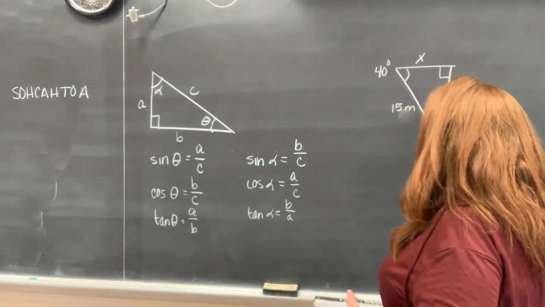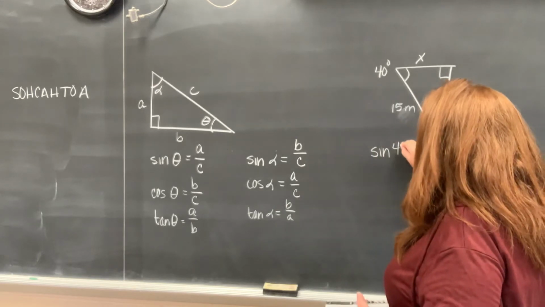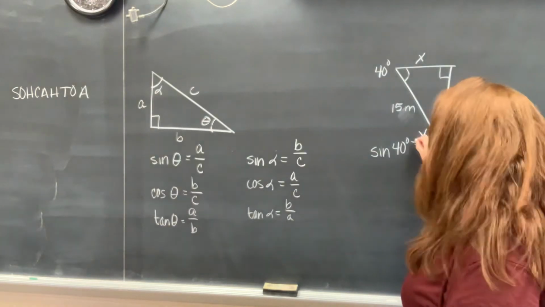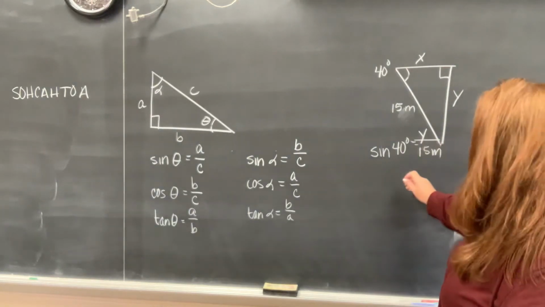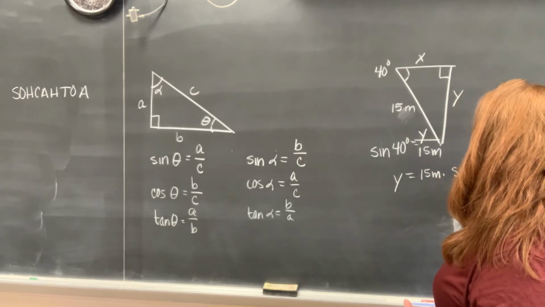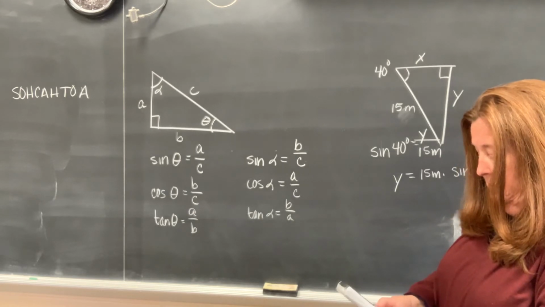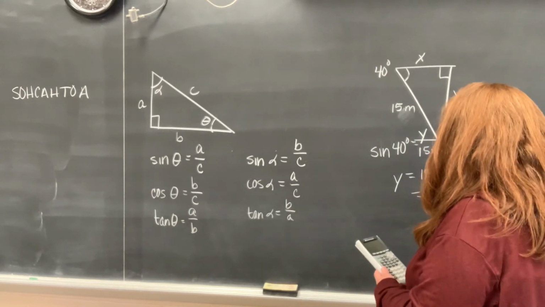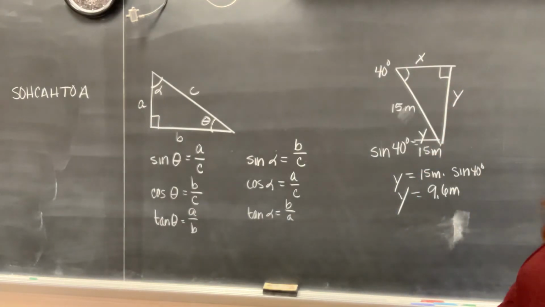So in order to find x and y, I'm going to say the sine of this angle that I know, 40 degrees, is equal to the opposite side, which in this case is y, divided by the hypotenuse, which is 15 meters. And then to get y, I just simply multiply 15 meters times the sine of 40 degrees. I put that in my calculator. And I get, let's see, two significant digits, that side is equal to 9.6 meters.